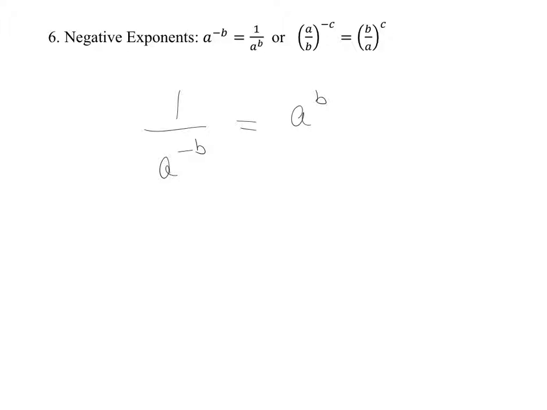Hey, look at the second one. Can somebody explain the second one to us? How come a over b all to the negative c is really b over a all to the positive c? Explain the second rule. Ash, go ahead. You make a to the c, but you have to flip it to this number, so a moves to the denominator, and for the b it's b to the c, but you have to move it to the numerator. So if you put it together, it's b over a to the c.